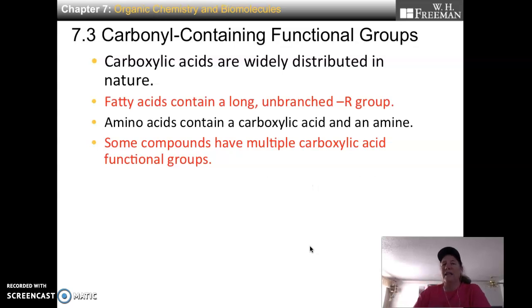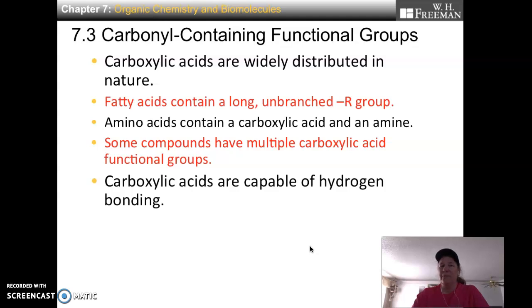Okay, so carboxylic acid, again, it's a functional group. It's very, very common. Like they're in fatty acids, so we have a lot of them in our bodies. They're in amino acids. We use amino acids to make proteins. So if you take a carboxylic acid and an amine, you'll get an amino acid. Very important. Some of them have multiple carboxylic acids with functional groups. The thing I'm trying to point out here is carboxylic acids are very widely used, and they're really important to living things. They are capable of hydrogen bonding, which means they have a strong bond, and they're used in lots and lots of reactions in your body.